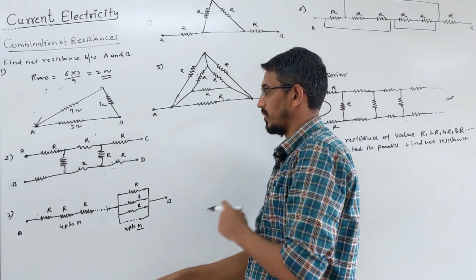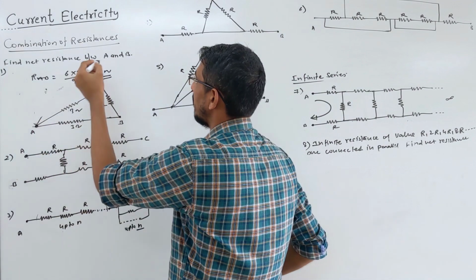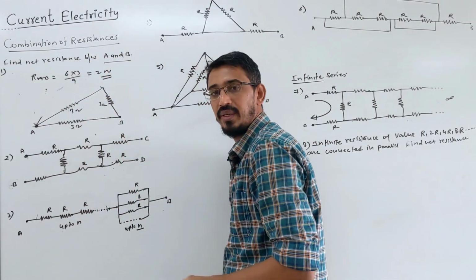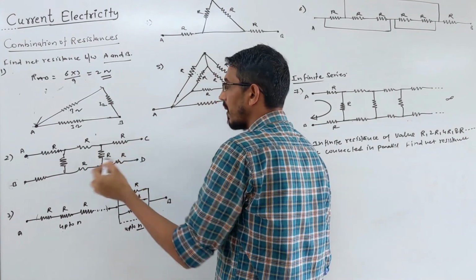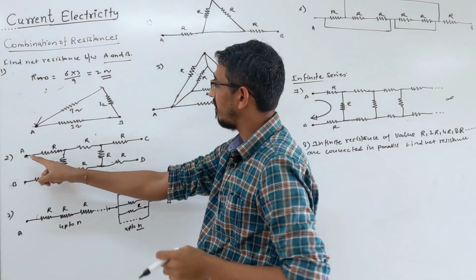Okay, let's see the next question. Again, this question remains the same. Find the net resistance between the A and B terminals. A terminal here, B terminal here. There's some C and D they have given. Okay, watch carefully. You are finding between A and B.